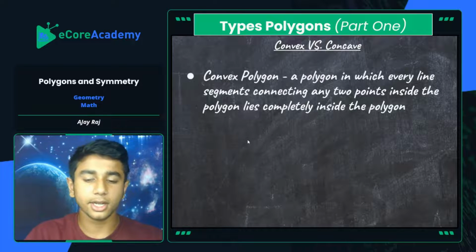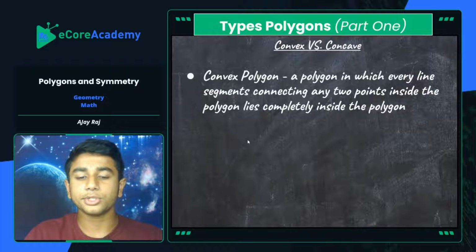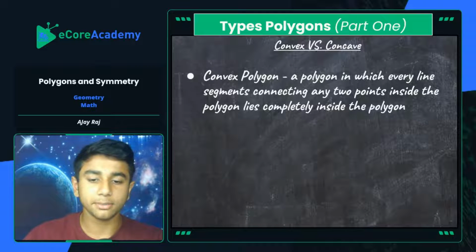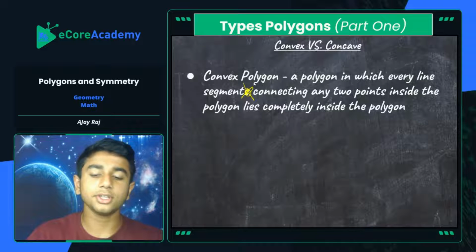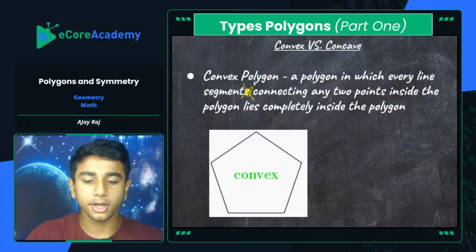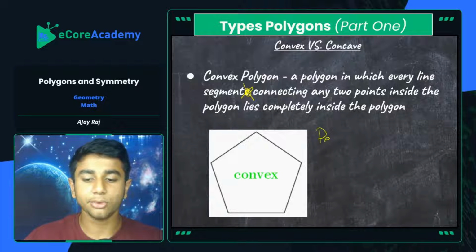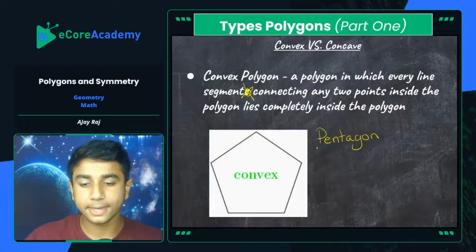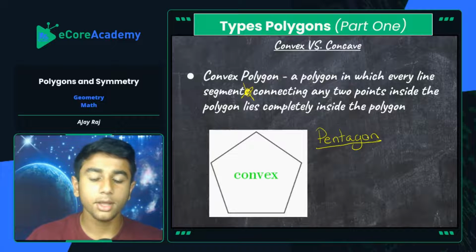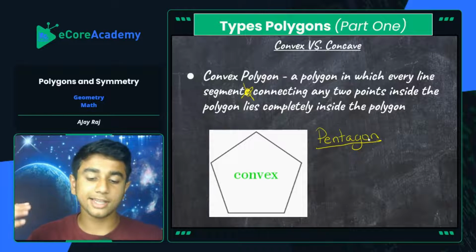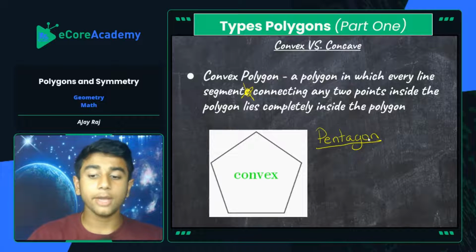So a convex polygon is a polygon in which every line segment, that should be segment, not segments, I apologize for that, connecting any 2 points inside the polygon lies completely inside the polygon. So if we look at our pentagon here, we can use this as an example. So I'm just going to label this as our pentagon, just in case you don't know what that is. And you're not expected to know that in this lesson yet. But if we look at this pentagon, it's actually going to be a convex polygon.